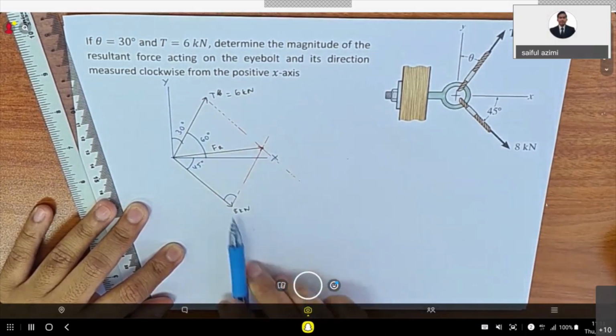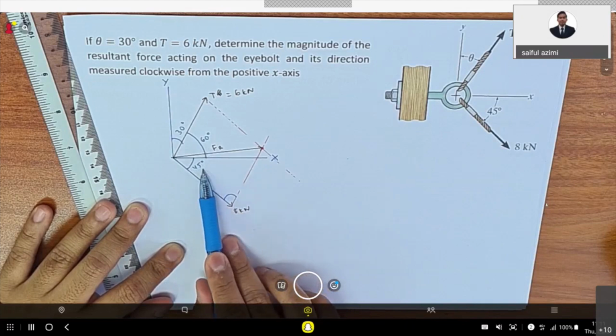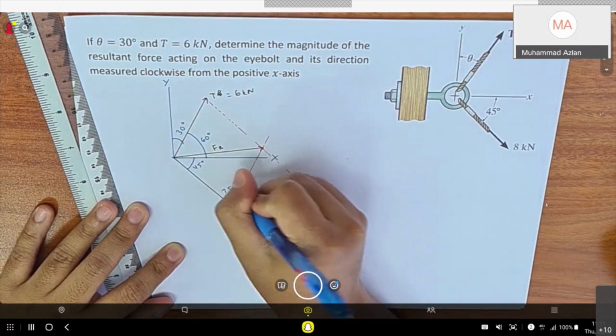Can you tell me what is the angle here? The total of this one plus this one is 180, and this one is already 105. So what is the angle here? 75, sir. Yes, so this is 75 degrees.